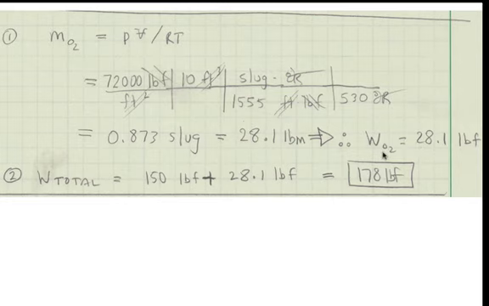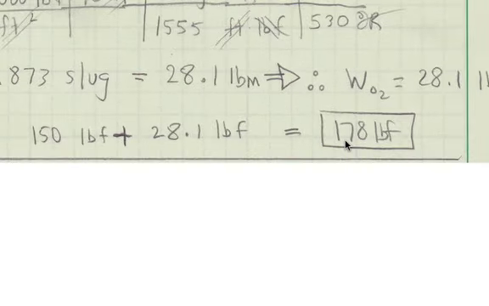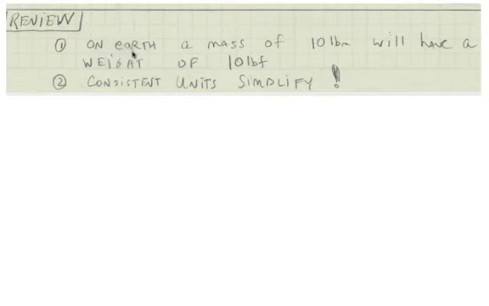So now that I know the weight of the oxygen, I add this to the weight of the tank, and the total weight is 178 pounds force. A very useful fact is that a mass on Earth of any magnitude will have a weight of exactly the same magnitude. For example, a mass of 10 pounds mass will have a weight of 10 pounds force. Let me show you why this is.